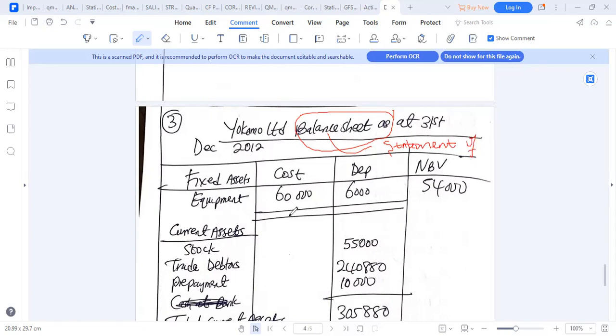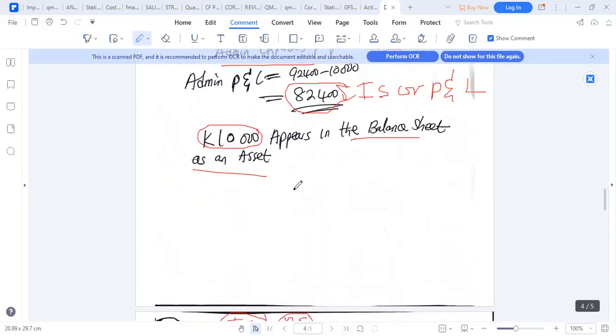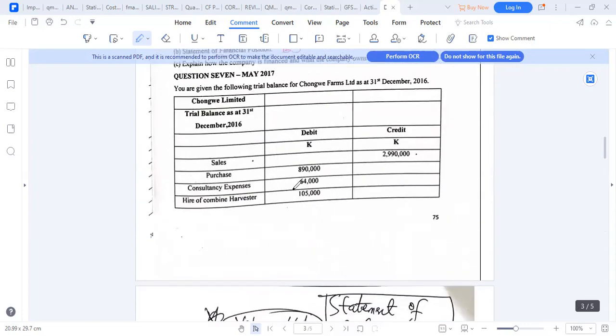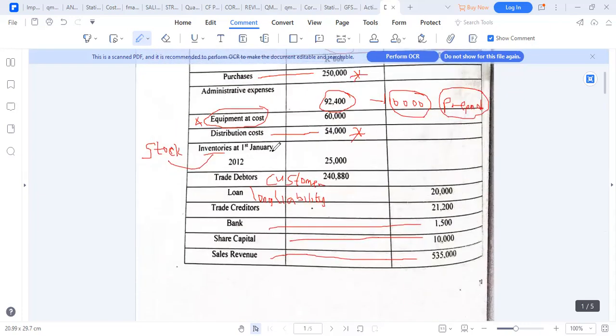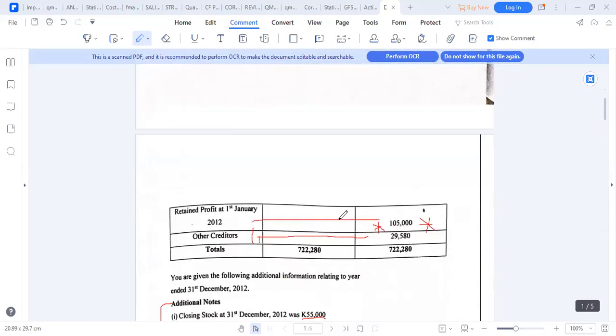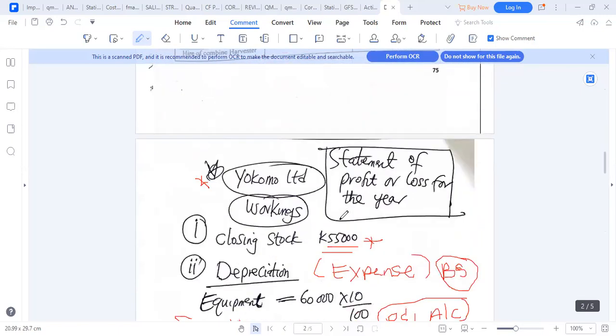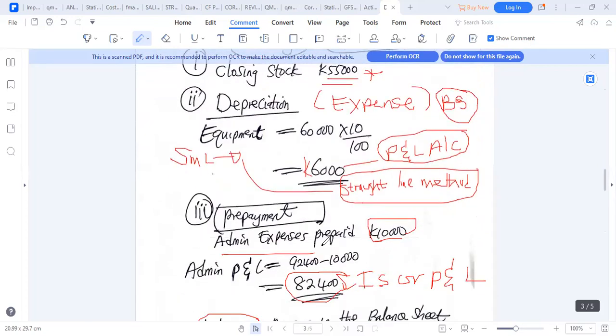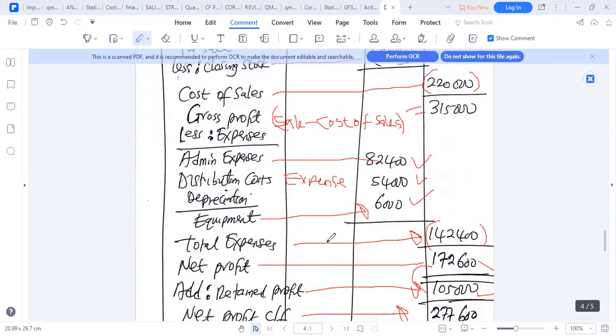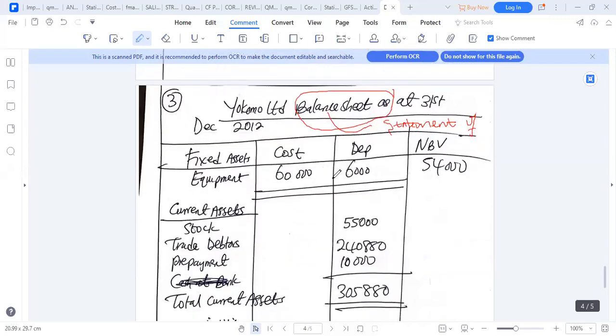The equipment cost was 60,000. So the cost of equipment, as we go back here, the equipment cost was 60,000. But don't forget that this equipment depreciated by 6,000 according to the straight line method. So its value will reduce. It will be 60,000 minus 6,000, which will be the net book value.